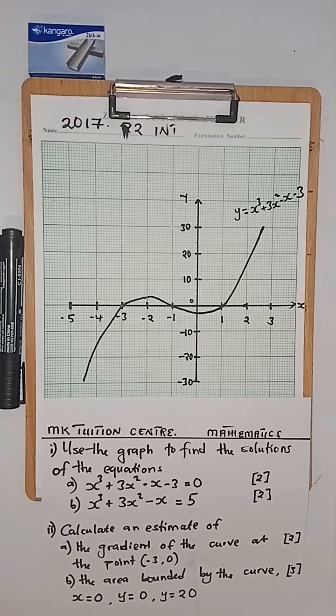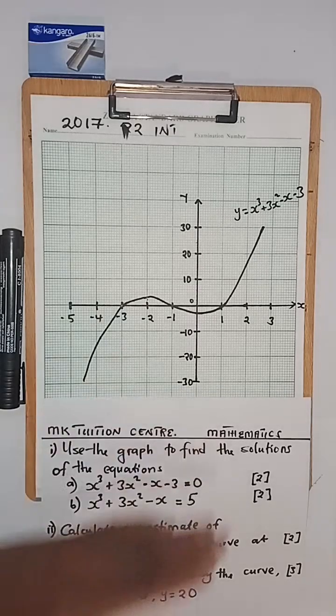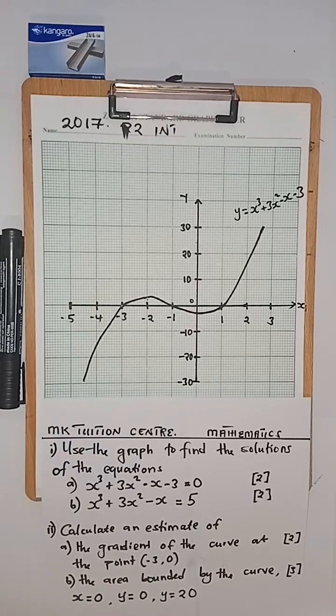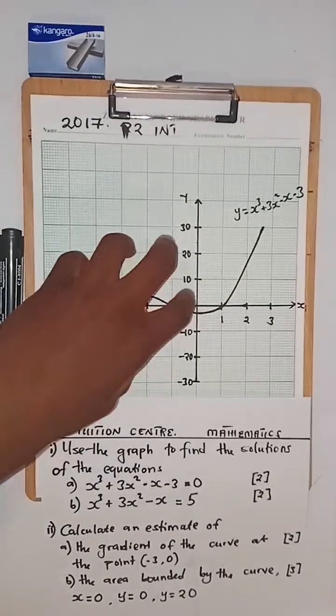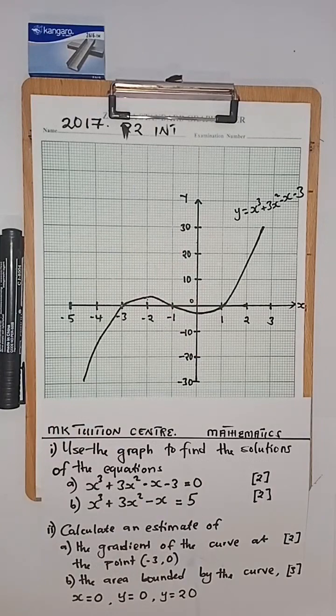It came in 2017. Now, in this case, we have been given the graph and the questions are just down below. Okay, so now we are told to use the graph we have been given to find the solutions of the equations. So we have A and B. These two equations, we must find their solutions. All right, so now let's get into solutions.